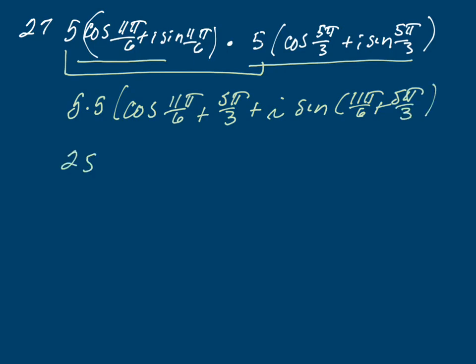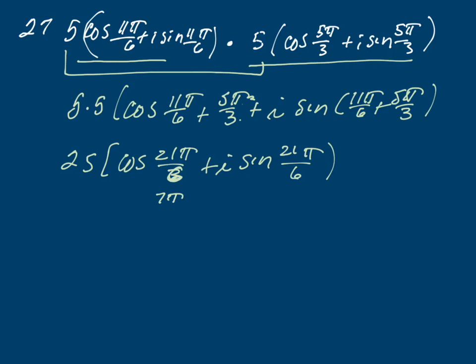So that's 25, and then the cosine of, let's see, that's 16. Oh, wait, we have to multiply this by 2, right? So 21 pi over 3 plus i sine of 21 pi. Oops, too many lines there. 21 pi over, it's over 6, sorry, over 6. We can simplify that to 7 pi over 3. So cosine of 7 pi over 3 plus i sine of 7 pi over 3, and that's all times 25.